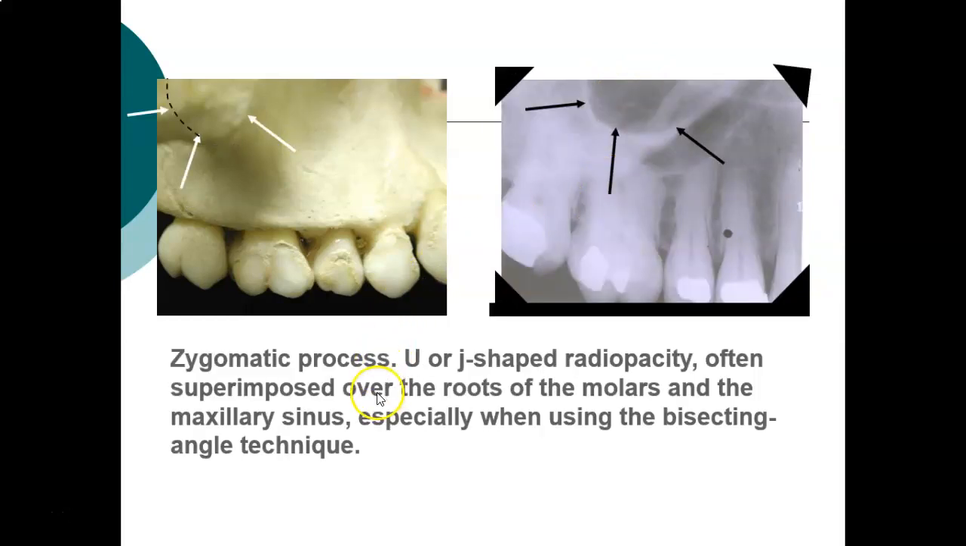The zygomatic process is a U-shaped or J-shaped radiopacity, often superimposed over the roots of the molars and the maxillary sinus, especially when using the bisecting angle technique. You can see here it gets really thick through here. But you can see this J-shape or U-shape. There's also an inverted Y appearance when you're looking at a more anterior film. But usually down here is the sinus, up here is the zygomatic process, and it looks thicker and a brighter white.